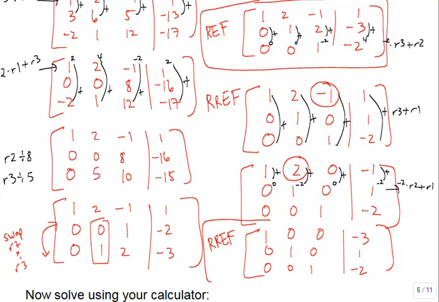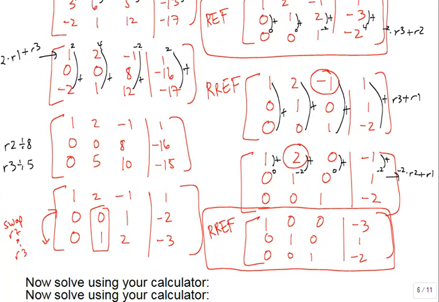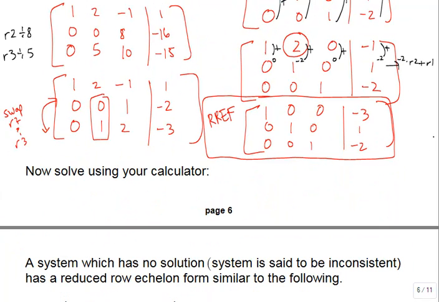And the reason we like reduced row echelon form so much is because it tells us our answers. Remember, this first column is your x coefficients, this second column are your y coefficients, and this third column is your z coefficients. So look at that top row. What does it tell us? It tells us that x, and no y's or z's, must be negative 3.